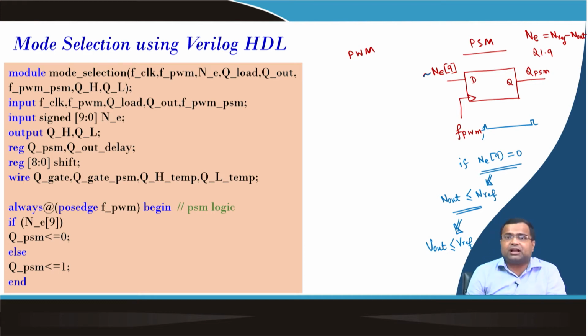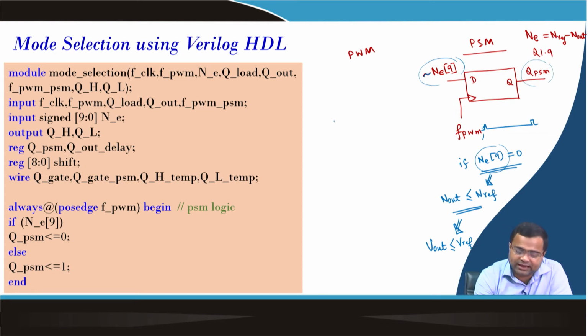So, you need to charge the inductor, that means the switch should be turned on, and the duration of the on time will be decided by the fixed width, which is set by the N con PSM. But if this is 1, then this inverted will be 0, then QPSM will be 0. Then for the actual gate signal, there will be another logic.